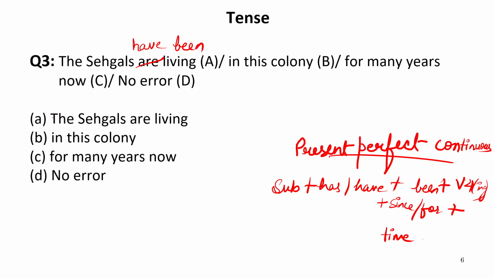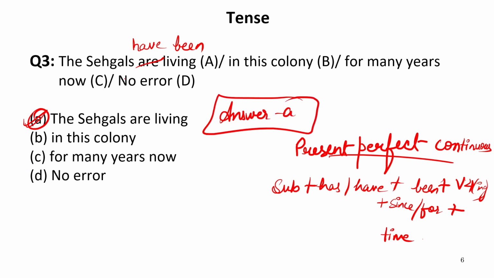Therefore, the error is in part A. So our answer is A. Now, the correct sentence will be the Sehgals have been living in this colony for many years now. So this will be the correct sentence. Now let us move to the next one.